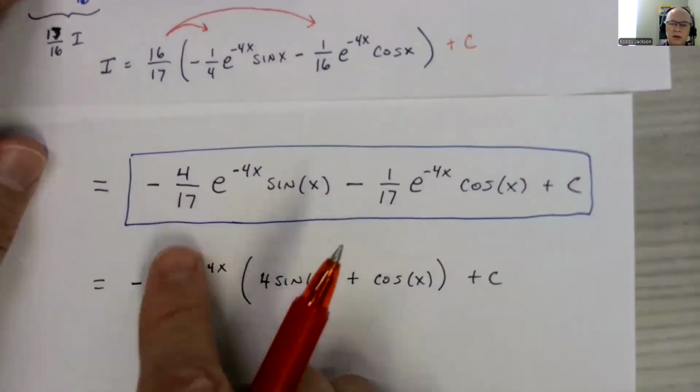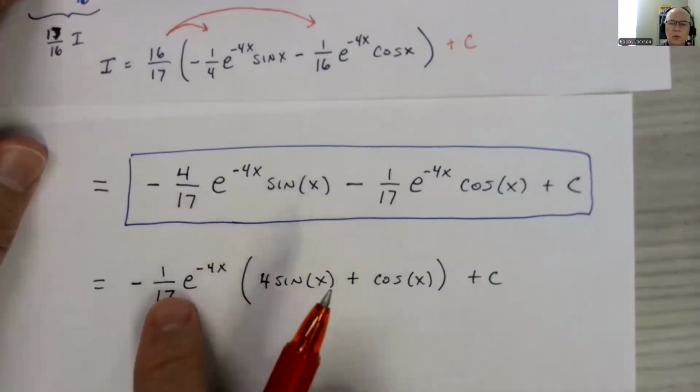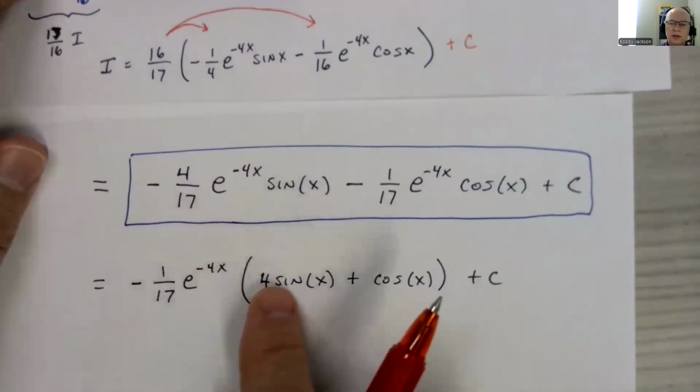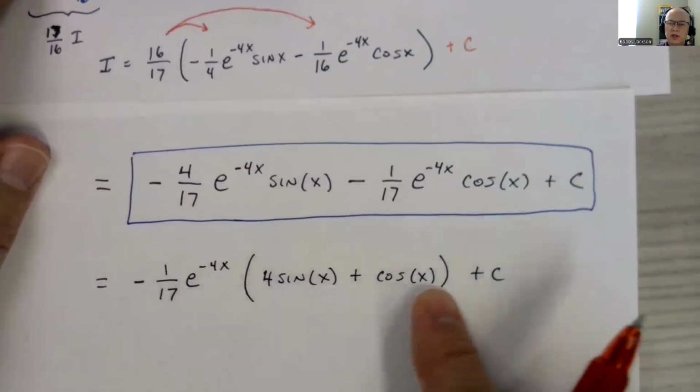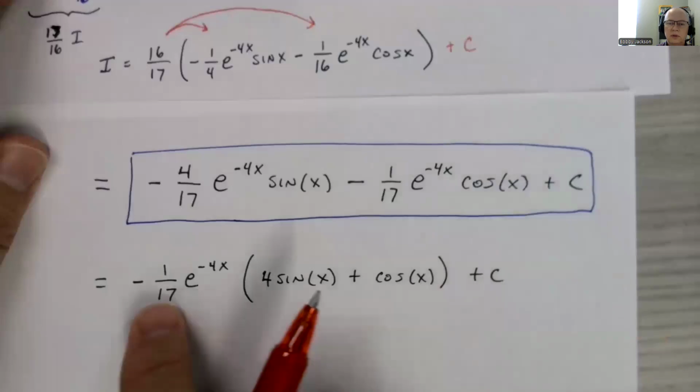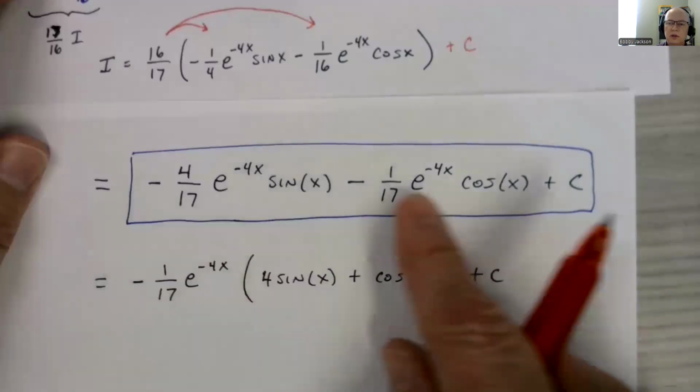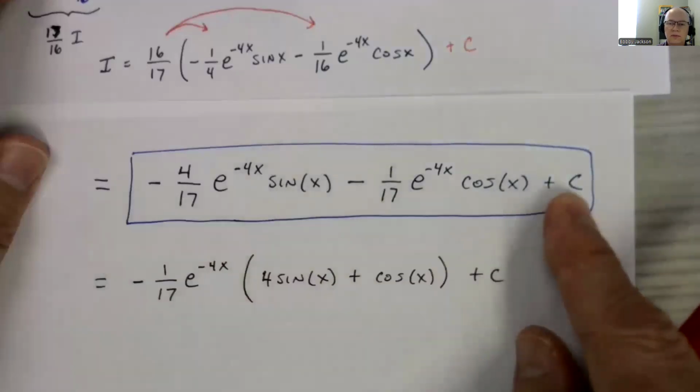You can also factor out a negative 1/17 e to the negative 4x and be left with 4 sine of x plus cosine of x. I think this is the way the answer was listed when I was doing the problem, but this would be fine with me as well.